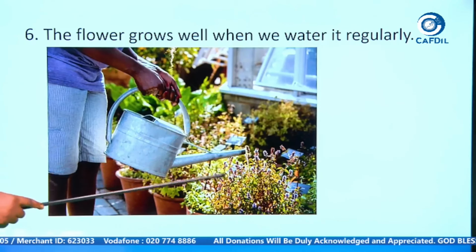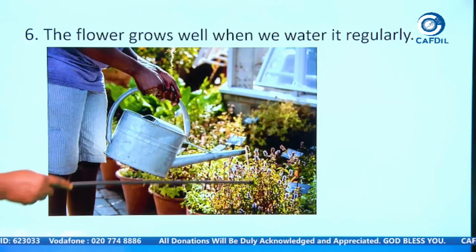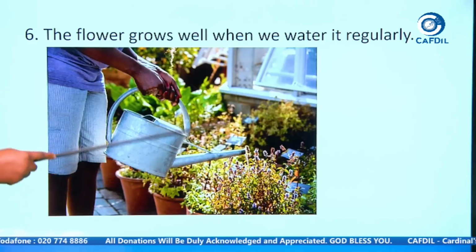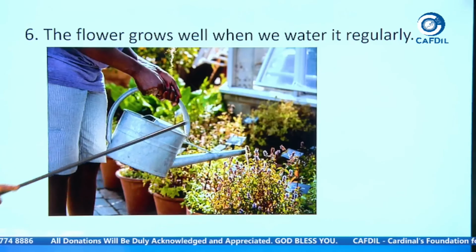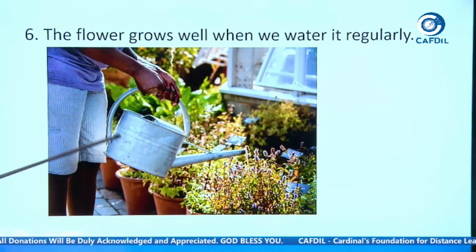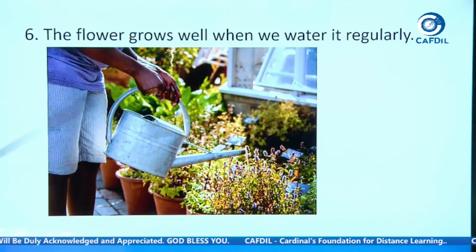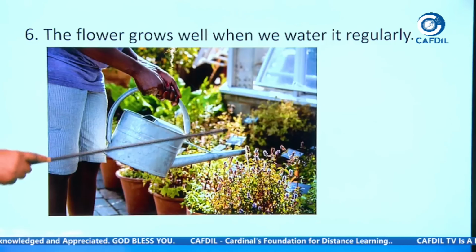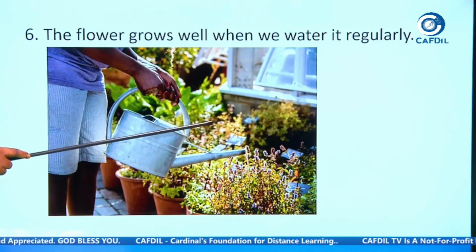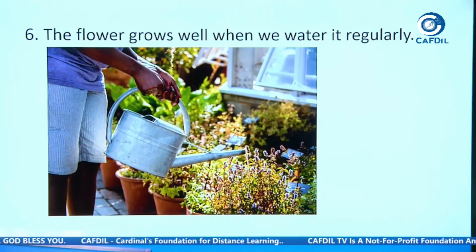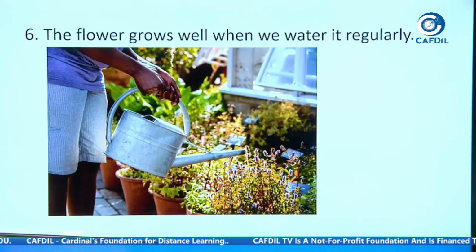What do we see here? Yes, we see the flower. So we're going to form a sentence, this time using flower. We want to name the object. So we are using flower to talk about the picture.